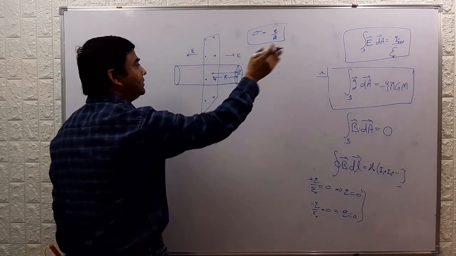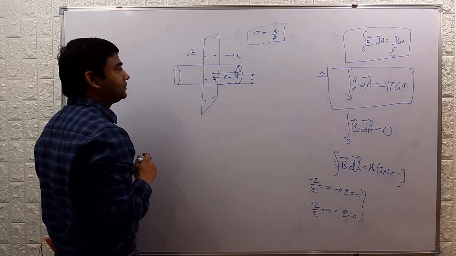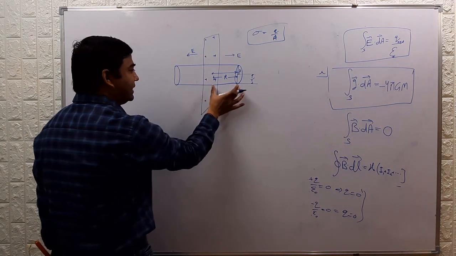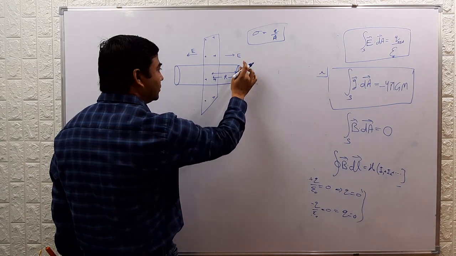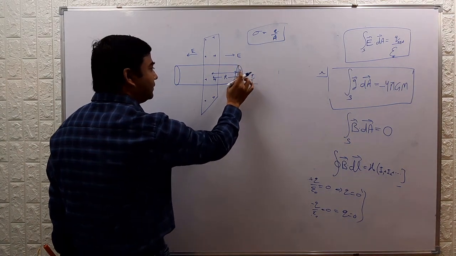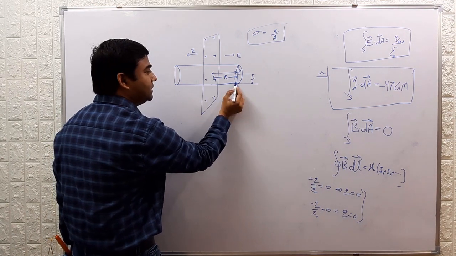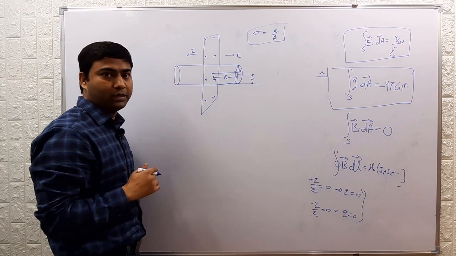On the right side the electric field will be rightward, and on the left side it will be leftward. As both these circular faces are at the same distance, all points on this circular face are symmetric. They are at equal distance from this sheet. So by symmetry, they will possess the same physical property.